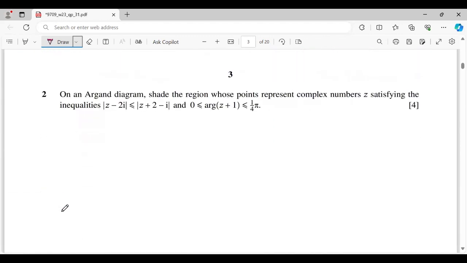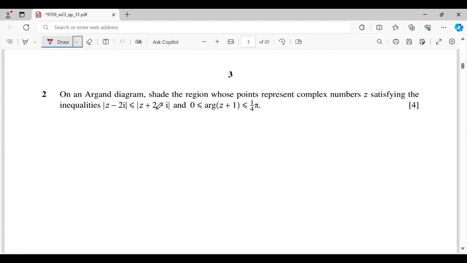Number 2, on an Argand diagram, sketch the region whose points represent complex numbers z satisfying the inequalities modulus of z minus 2i is less than or equal to modulus of z plus 2 minus i, and 0 is less than or equal to argument of z plus 1, which is less than or equal to pi over 4.